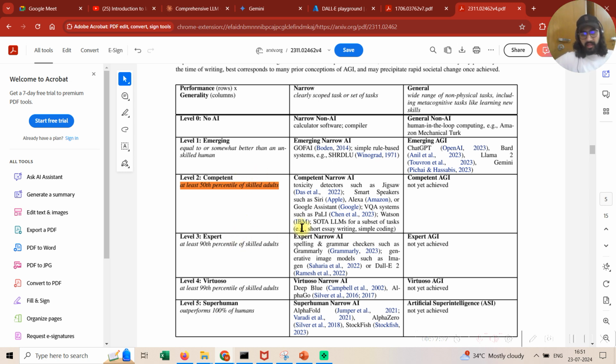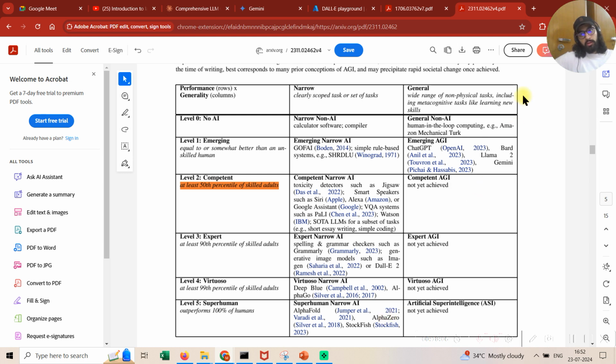Level 3 is expert. I think that's the main thing which a lot of people want to target, at least 90th percentile of the skilled adults. Then you have virtuoso, that's 99th percentile. And then you have superhuman that outperforms 100% of the humans. So if you want, you can read about AlphaFold, AlphaZero, and AlphaGo as well. You will be able to understand how AI has outperformed humans.